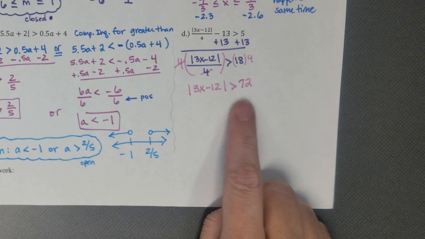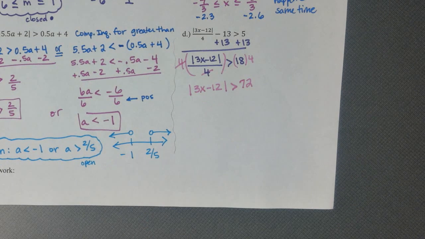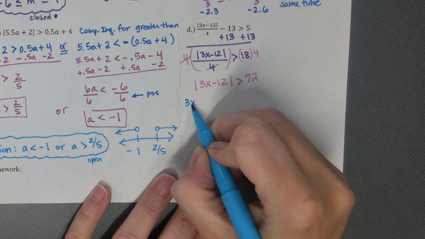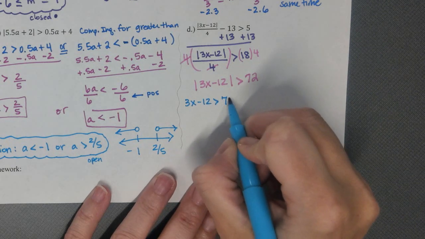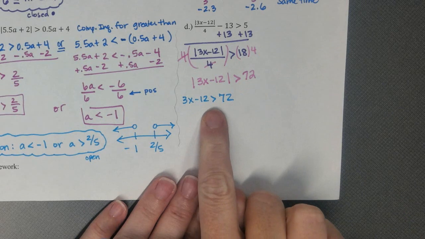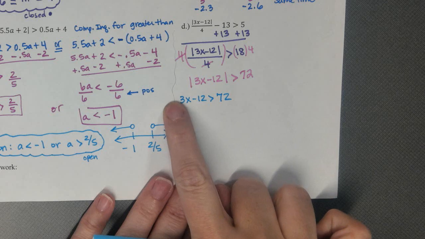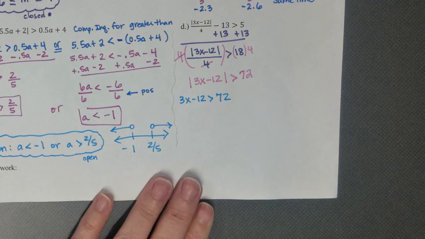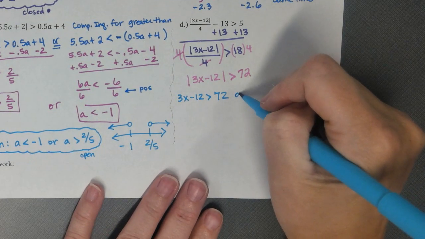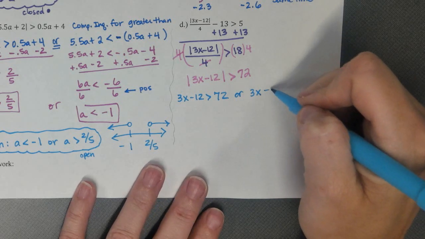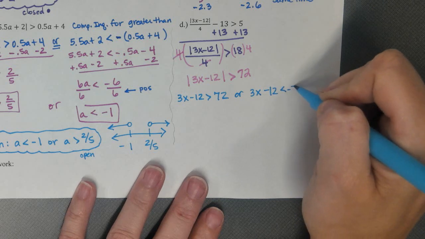Alright, so now, is this greater than or less than? Greater than. So let's find our equivalent compound inequality. Okay, so then we'll have 3x minus 12 is greater than 72. And really, as you practice this, I hope it would feel weird to put this symbol with the negative 72 on that side. And then you flip and do the opposite.